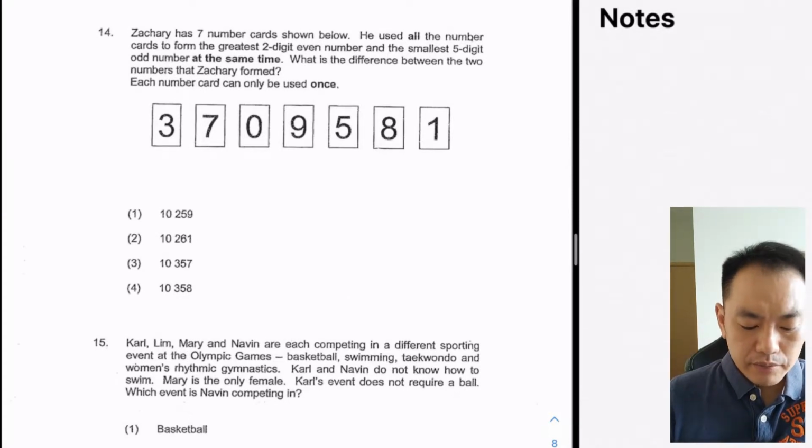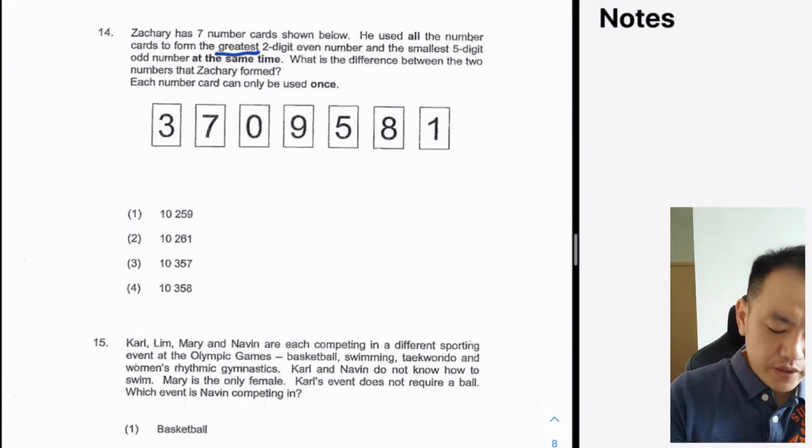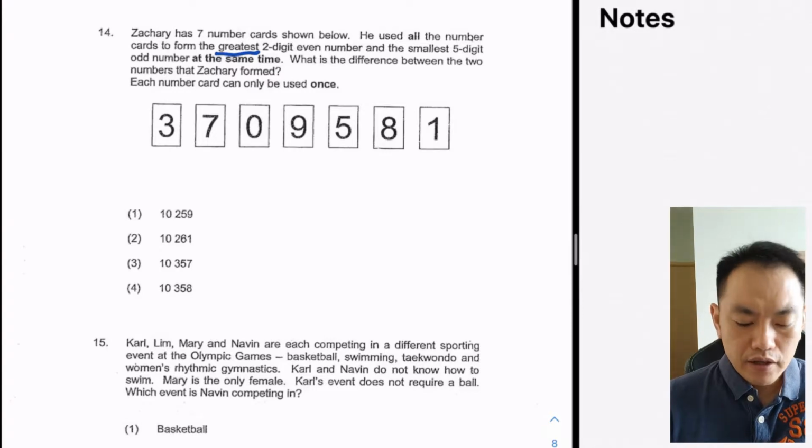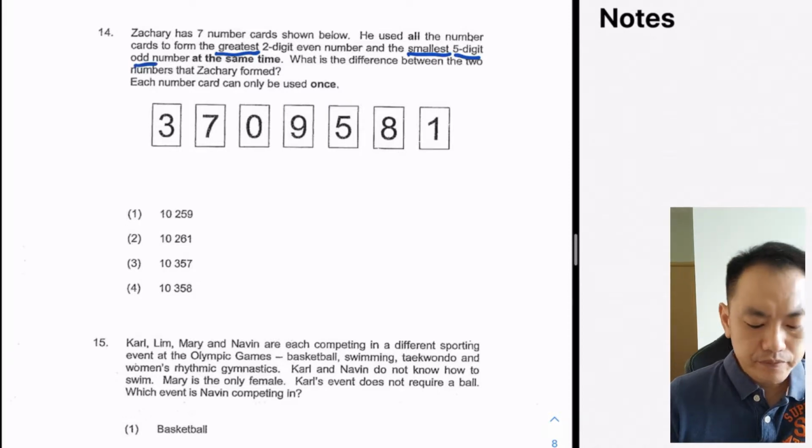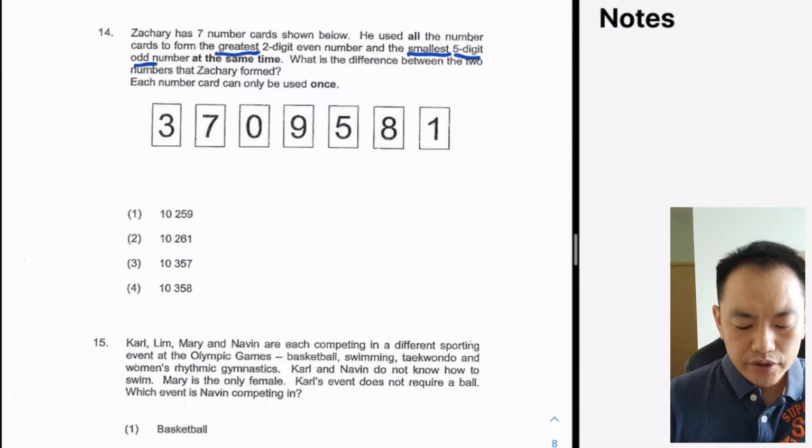Zachary has 7 number cards shown below. He used all the number cards to form a greatest 2-digit number and then a smallest 5-digit odd number. Okay, smallest and a 5-digit odd number at the same time. What is the difference between the two numbers that Zachary formed?